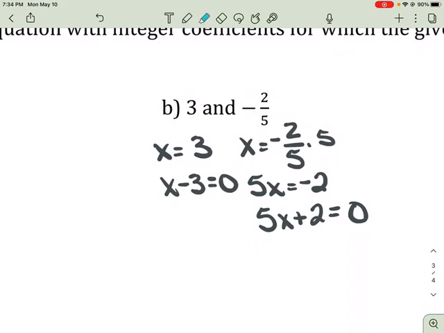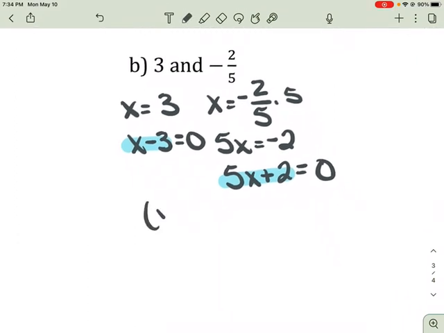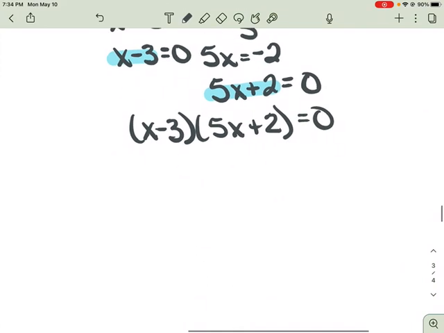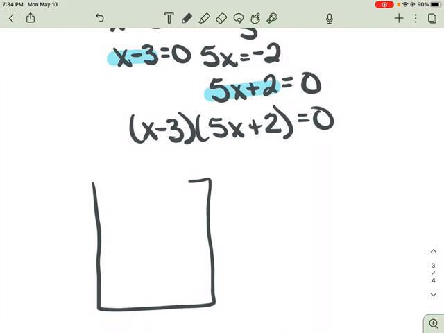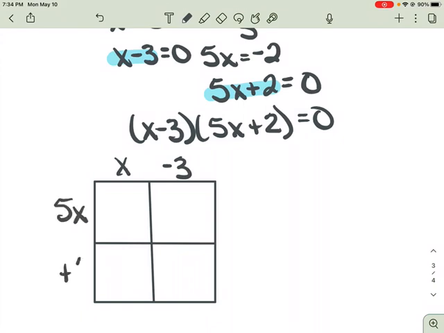So here are your two binomials that we're going to multiply together to get our polynomial. So x minus 3, 5x plus 2. Okay, so a lot of you guys use box for factoring. So I'm going to use box here for this multiplying. So I'm going to draw my box. Okay, so when you multiply, I know we've done this. Okay, we're going to put the x and the minus 3 across one side, and then 5x plus 2 down the side.